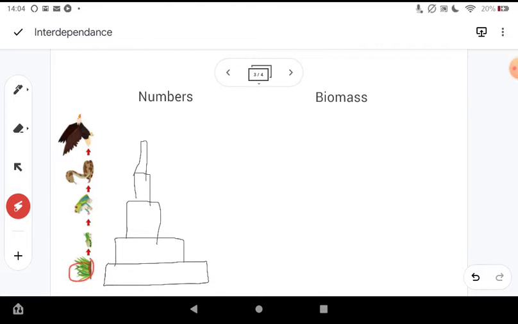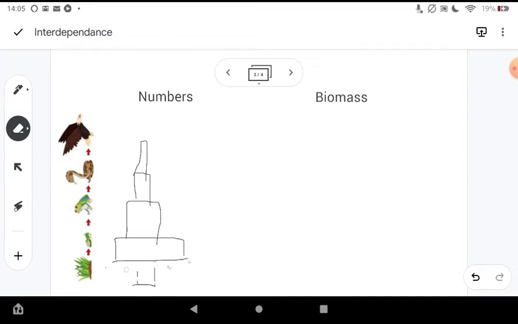Now, if, for example, this was an oak tree, which in this case it wouldn't be because grasshoppers don't eat oak trees, but let's just hypothetically say this is an oak tree, then actually what you'd get is a pyramid that looks like that. All right. But again, it's not the case because this is not an oak tree, this is grass, and there's lots of grass.